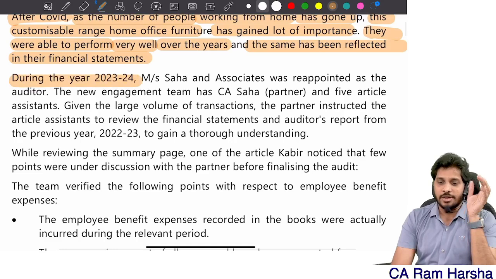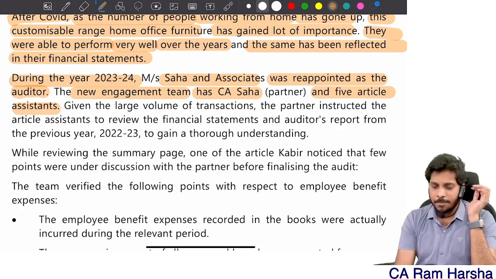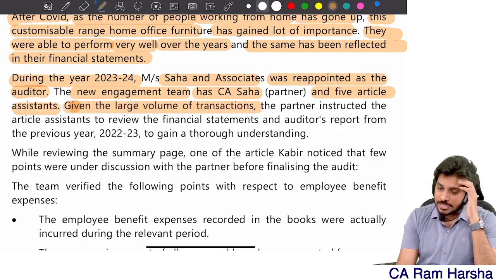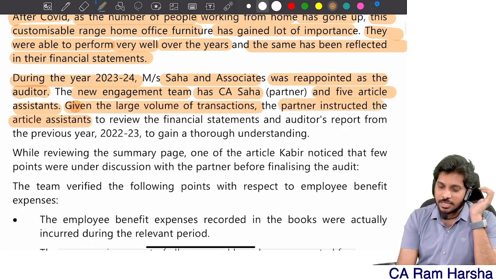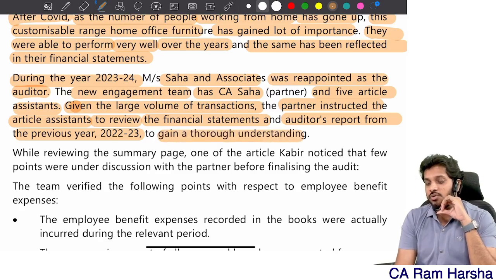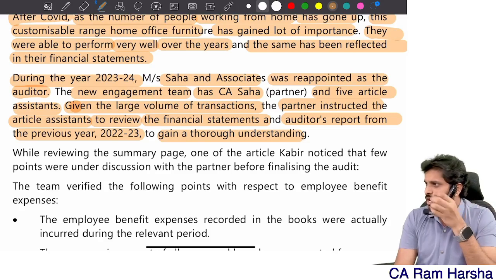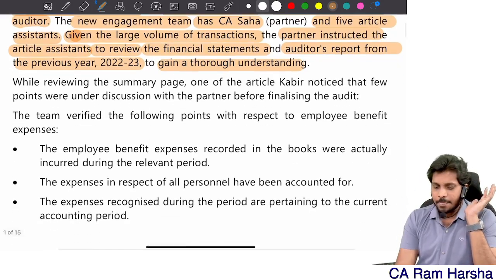During the year 23-24, Saha and Associates was reappointed as auditor. The new engagement team has Saha and 5 article assistants. Given the large volume of transactions, the partner instructed the articles to review the financial statements and auditor's report from the year 2022-23 to gain a thorough understanding. So look at the previous year audit report and previous year financial statements to get some understanding.